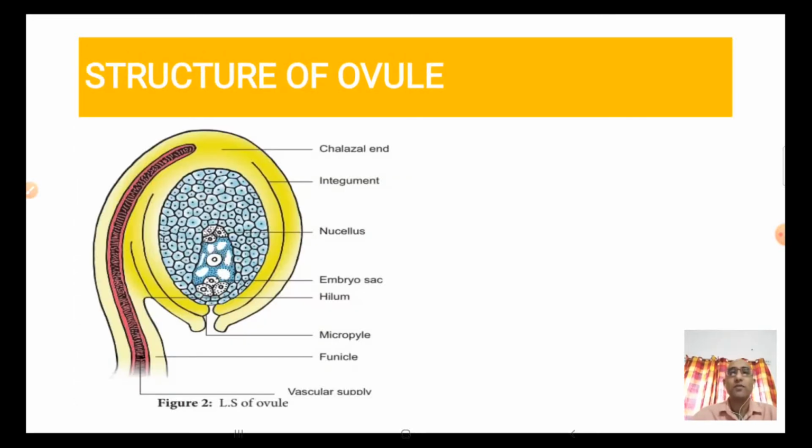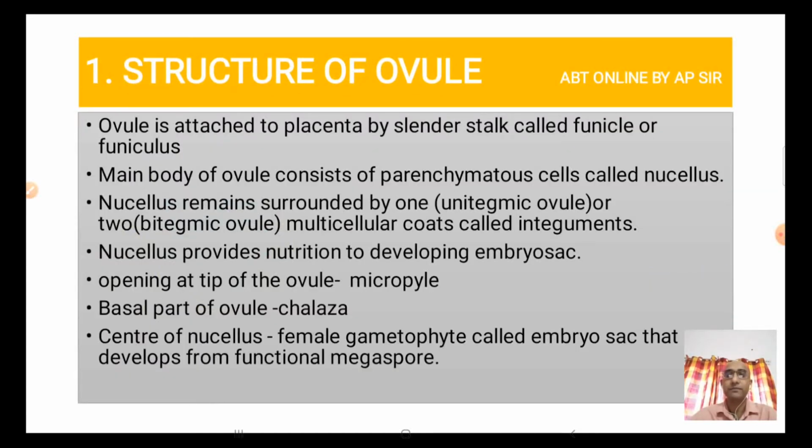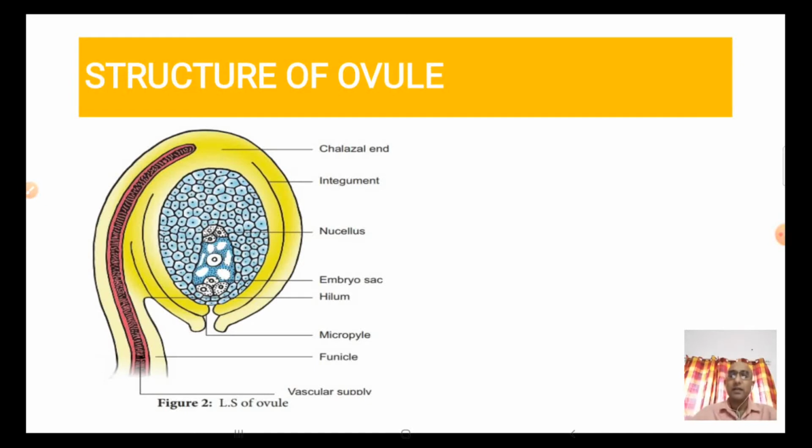Now come to the diagram of the ovule. As you can see, chalazal part, integument, the coat that surrounds the nucellus, that is integument. Got it? Embryo sac, hilum, micropyle, funicle, everything else is drawn right here. You can see it.